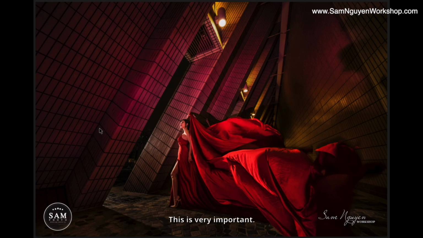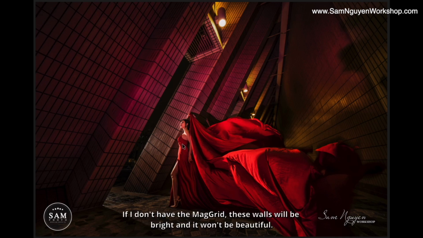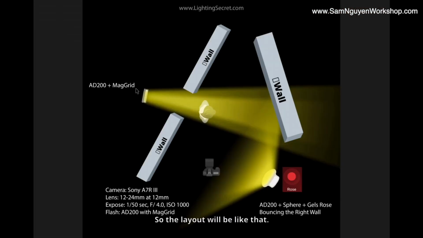This is very important. And out here I put a mag grid lamp to hit. You will see the light on the edge. Due to the mag grid, the light focuses, so it makes a very nice rim light here. If I don't have the mag grid, these walls will be bright and it won't be beautiful. So the layout will be like that: AD200 with mag grid hitting from outside, and a light on this posing.